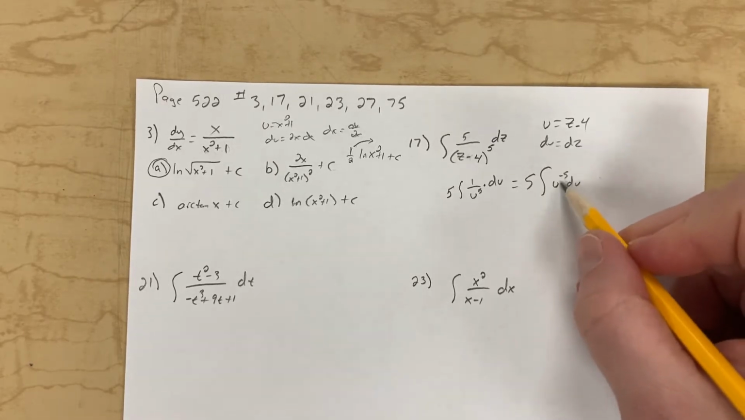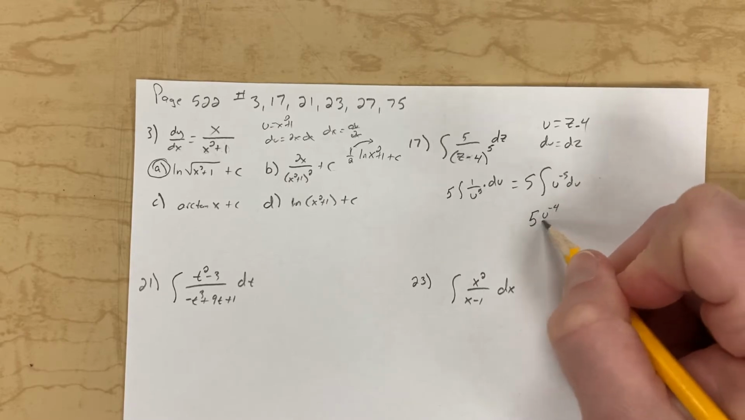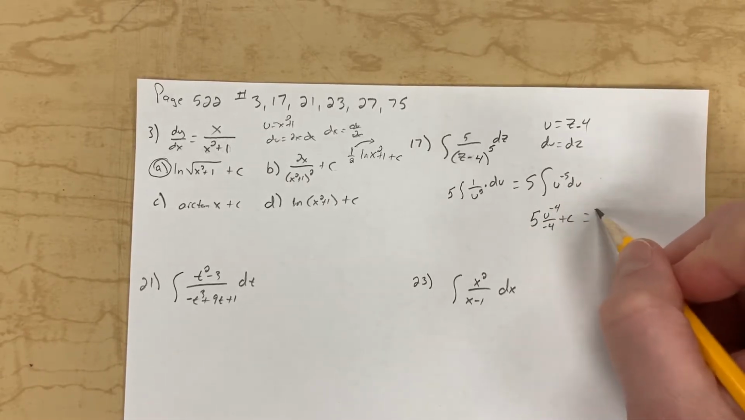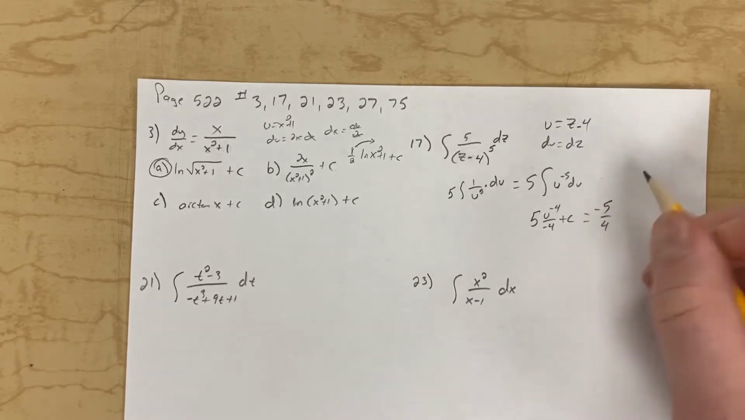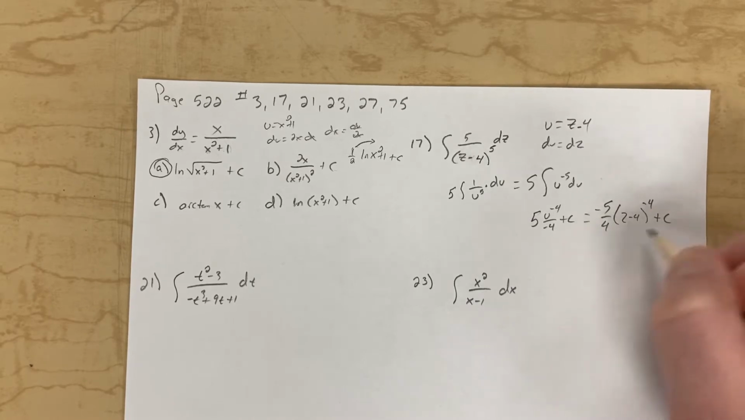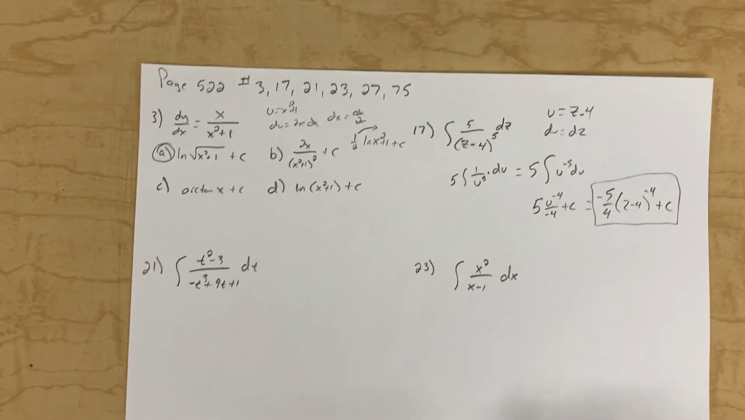And so if I integrate that, I'm going to go up 1, so it'll be u to the negative 4 over negative 4 plus c. And then if I finish up that idea, it's negative 5/4 times z minus 4 to the negative 4 plus c. So just a u sub, nothing special there.